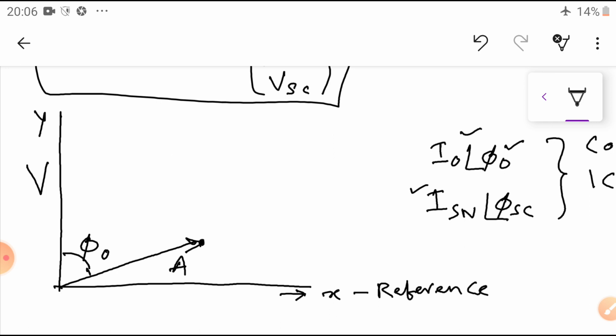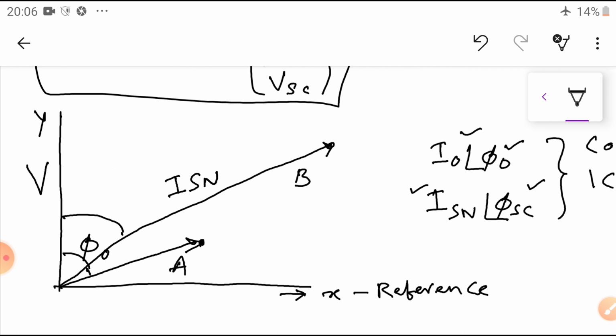Now from this one I can write phi SC. For example, this angle is 78, and this may be 68. So I write 68. Now take this point as B. This is ISN magnitude at an angle of phi SC, and this is the I0 magnitude. So the two points A and B we know.